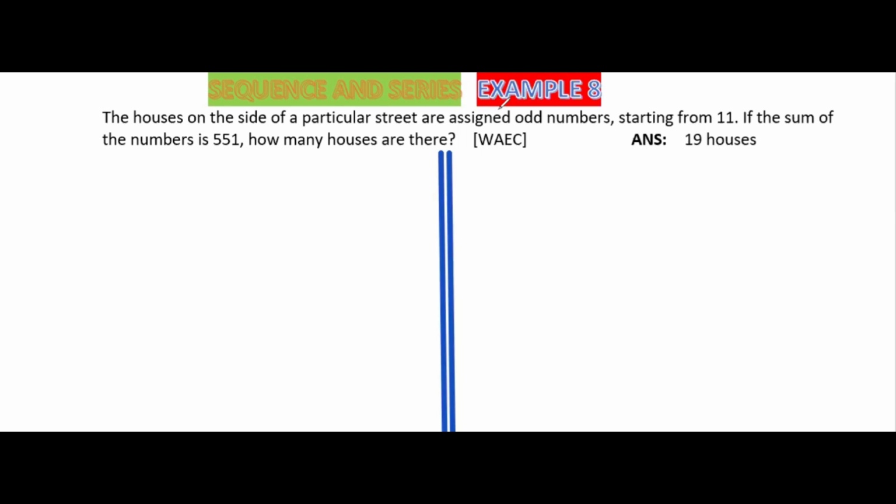In our example 8, and I hope this is our last example on this concept, sequence and series. We are given that the houses on the side of a particular street are assigned odd numbers, starting from 11. If the sum of the numbers is 551, how many houses are there?